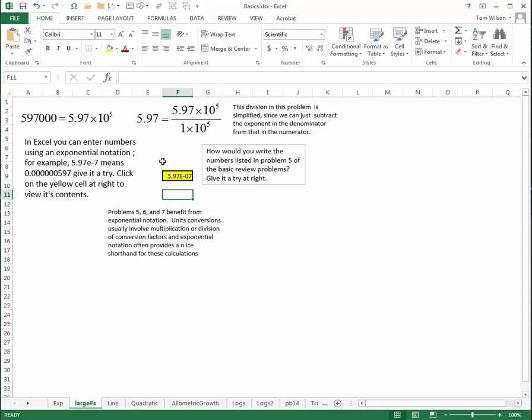When you want to write an exponential number in Excel, it's pretty easy. If we wanted to write the mass of the Earth, for example, 5.97, we know it's times 10 to the 24th. We put E24. And that's all we really need to do. We don't need to enter 24 zeros or 24 places. Now if I click on that, we'll see that number up there, and Excel can work with that number.